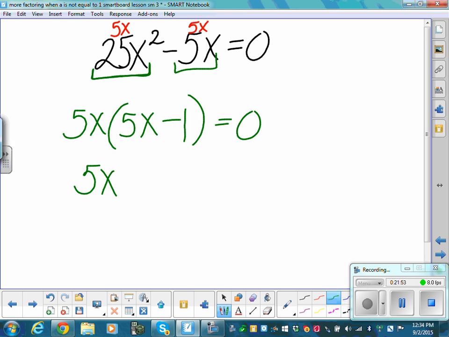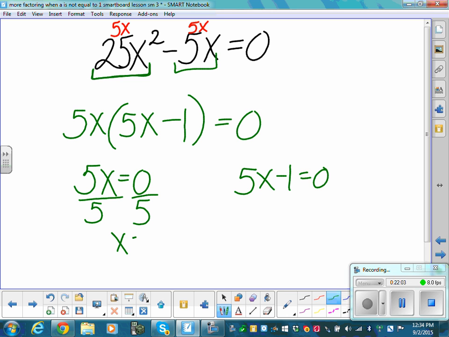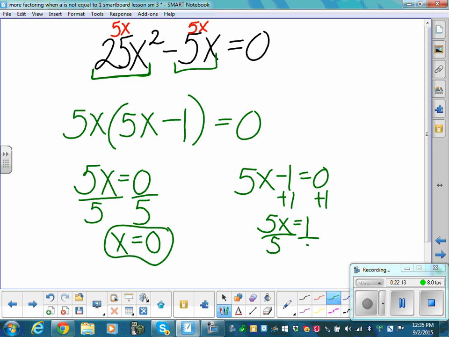So we have 5x is equal to 0, and we have 5x minus 1 is equal to 0, and then piece by piece solve for x. Divide both sides by 5. 0 divided by 5 is 0, guys, and yes, you can get 0 as an answer. 0 is a number. And then we'll add 1. 5x is equal to 1, divided by 5. So x is equal to 1/5. Okay, moving on.